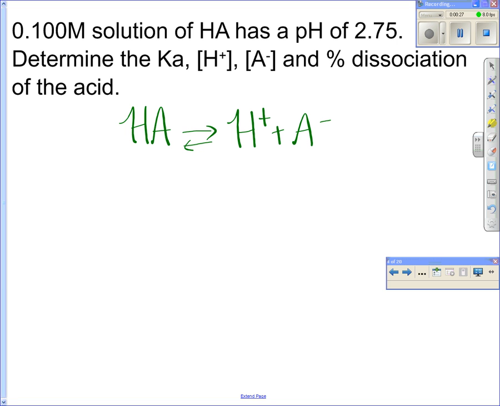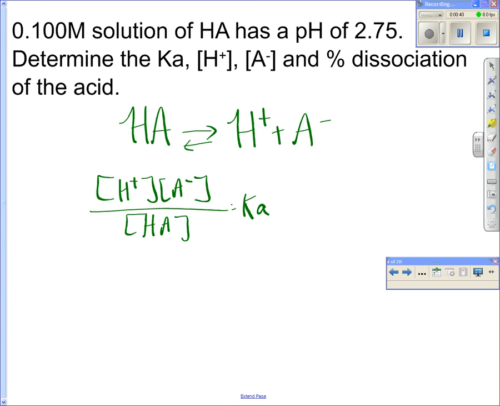So the equilibrium expression is just going to be the H plus times A minus concentration divided by HA, and that's going to equal Ka. Then I notice what they're giving me: a 0.10 molar solution, and they're also telling me that the pH is 2.75.